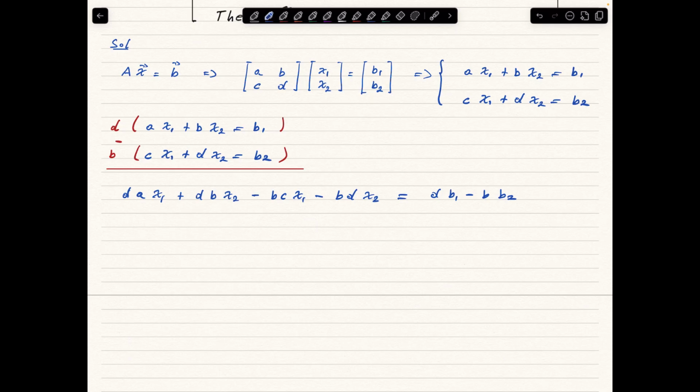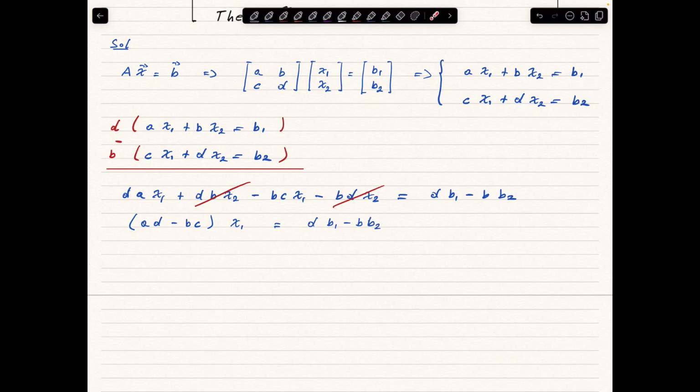Alright, and now you see why we did this calculation, because this term goes away with that term, and then we can pull common factor x1 on the other two terms, and what we get is d times a minus bc, let me write it down as ad minus bc is common factor of x1, and on the other side, well, what we had? d b1 minus b b2. We did nothing there.